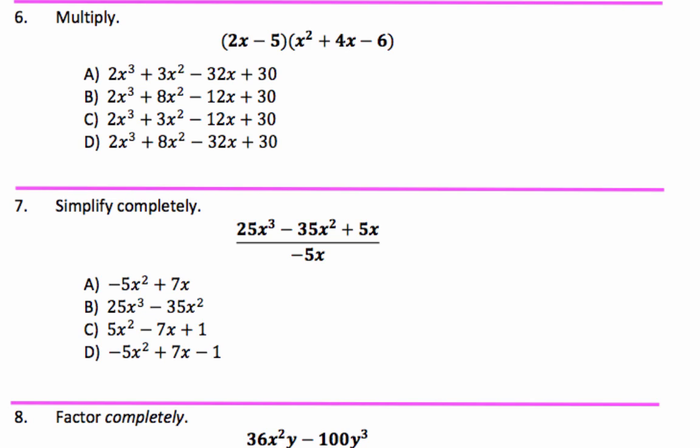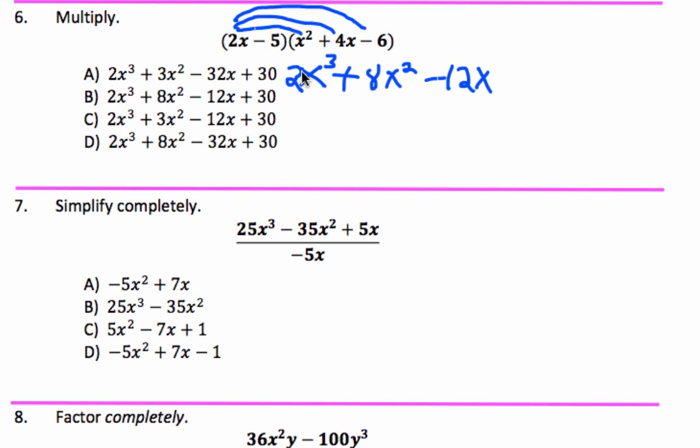In problem number 6, you're asked to multiply two polynomials. Now, since neither polynomial has any like terms within it, you'll have to multiply in pieces. This is called distributing. So we're going to distribute or multiply the 2x times each term in the second polynomial. We'll start by multiplying 2x times x squared. We'll get 2x to the third power. Then 2x times positive 4x. And finally, 2x times negative 6 to give us negative 12x.